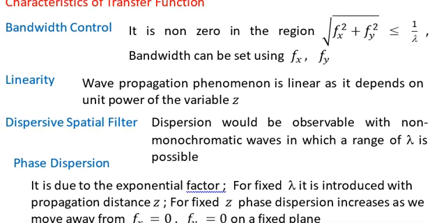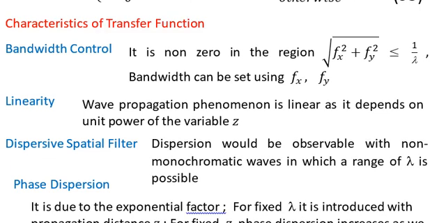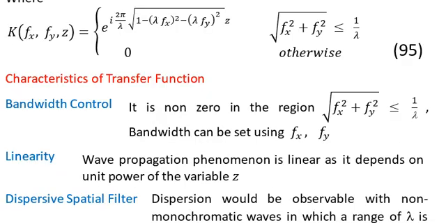Now we are going to discuss some characteristics of the transfer function in equation number 95. First, bandwidth control. The bandwidth is controlled by 1 over lambda. The transfer function is non-zero in the region where the square root of fx square plus fy square is less than or equal to 1 over lambda. So 1 over lambda actually controls the bandwidth of this transfer function, and the maximum value is provided by 1 over lambda. If you want to remain within this limit, then the bandwidth will be set up using fx comma fy.